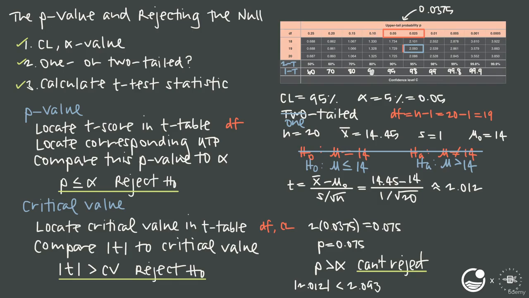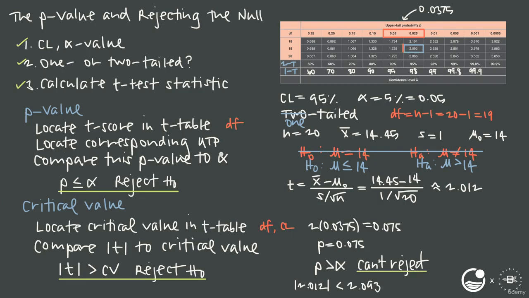So we need to see 90% confidence with 10% alpha in a one-tailed test versus 90% confidence with 5% alpha in a two-tailed test, which means that if we're going to use this p-value approach and follow these steps again, we locate our t-score in the t-table. We calculated a t-score of 2.012, and based on the degrees of freedom of 19, we locate that spot in this row, and just like before, we find this spot right here in between 1.729 and 2.093.